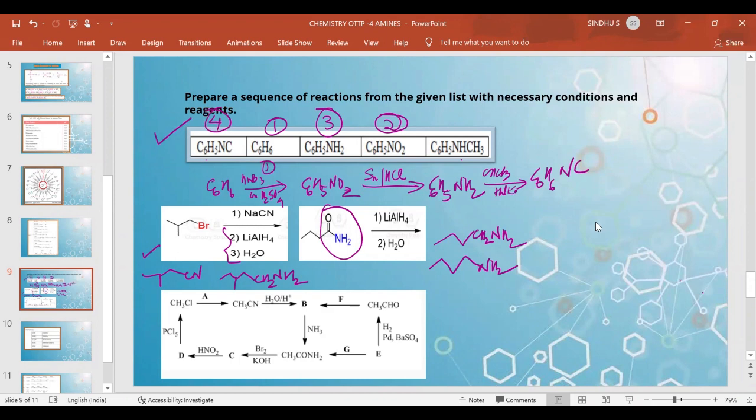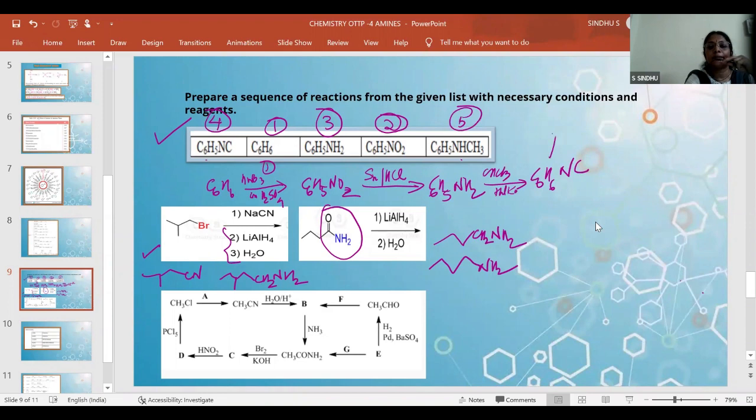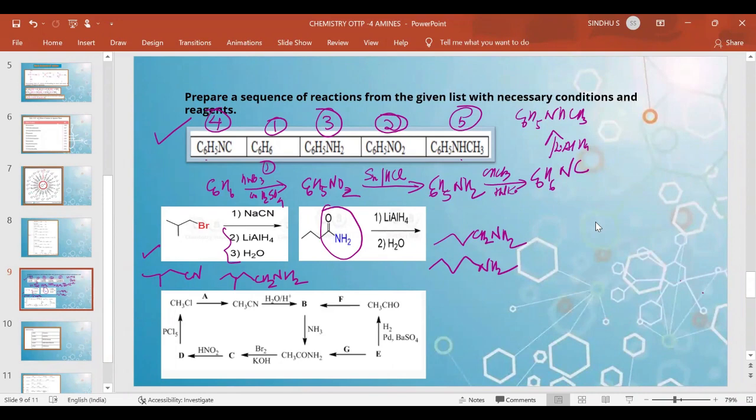And then from there, obviously, the fifth one. From aniline only, ma'am. From isocyanide we can go for reduction. Yes, isocyanide will reduce to secondary amine. Nitrile will give primary amine, isocyanide will give secondary amine. Am I right? Is the sequence right, no?